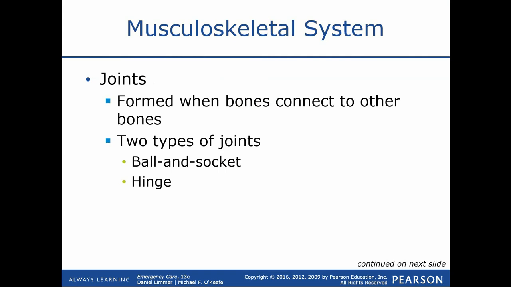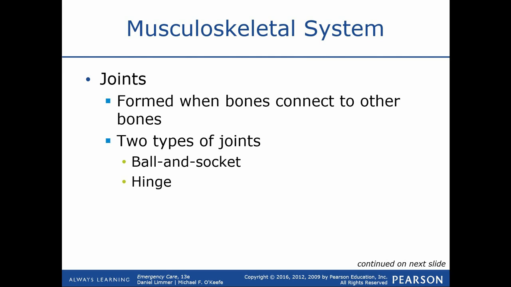So then we have two different types of joints, ball and socket and hinge joint. Think for a second, what are some examples of those two different joints? Now I can think of the knee. The knee would be a great example of a hinge joint, whereas where the arm comes up to the shoulder, that would be a great example of ball and socket.